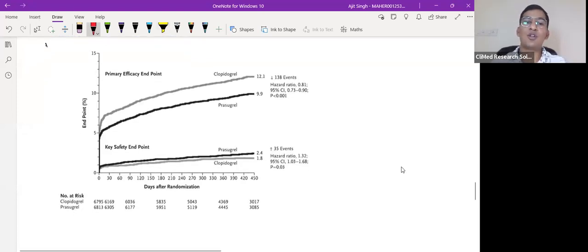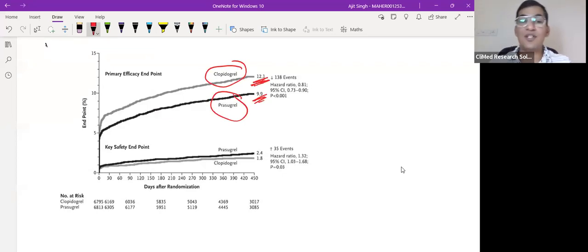When we are talking about clopidogrel and prasugrel, you can see here the hazard ratio. Look at this, this is the hazard ratio of events. The number of events is higher in clopidogrel than prasugrel. But when we talk about the safety point, safety is quite better in clopidogrel than prasugrel.